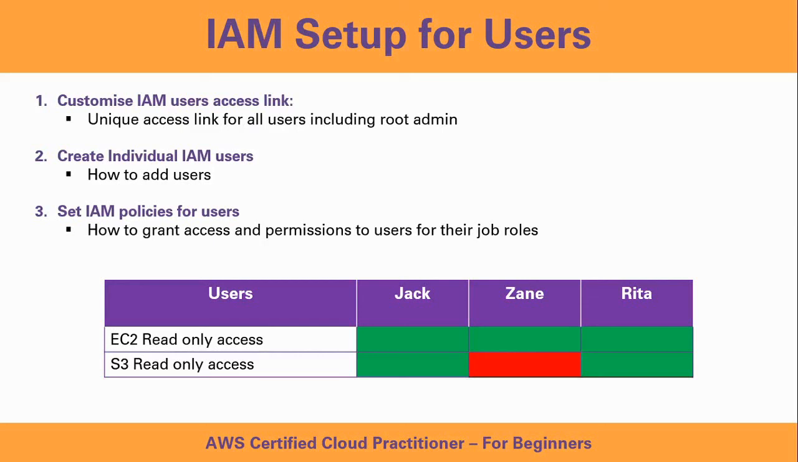So this will be the new link for our users to sign in from. Now if you recall, for our hypothetical company ProCloud Certify and our imaginary project, we have three users, but we want to limit Zane's access, who is not supposed to get the S3 read-only access. So all three users are supposed to get the EC2 read-only access, but only Jack and Rita are supposed to get the S3 read access. So let's go back to the AWS Management Console.